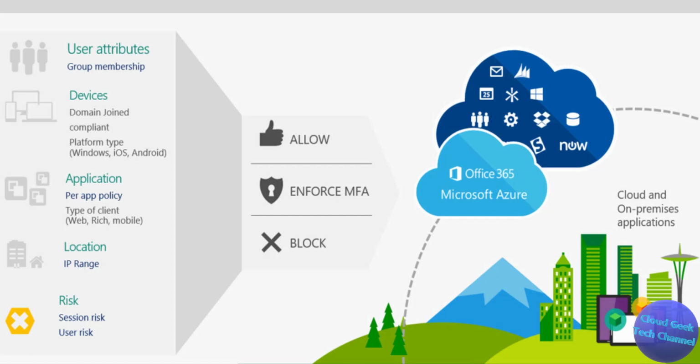By using these conditions, you can put three main outcomes for these conditions. One, you can allow access to those applications. Or, if the conditions are met, you can enforce MFA, so the user has to have MFA authentication to access that application. Or, if certain conditions are met, you can also block. Next we will see how you can configure a basic conditional access policy.